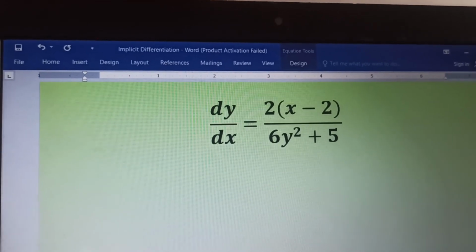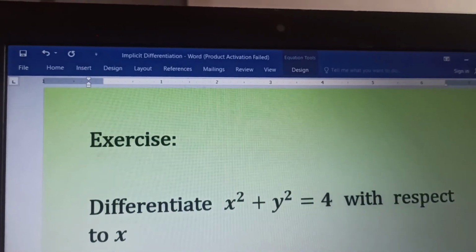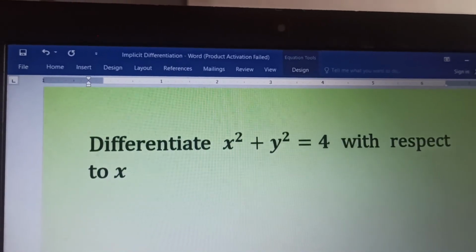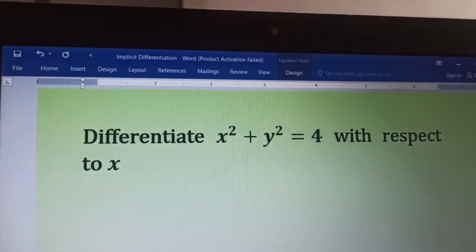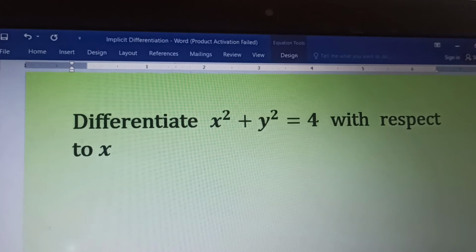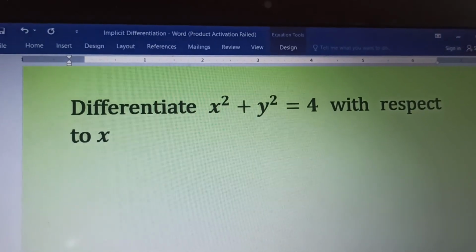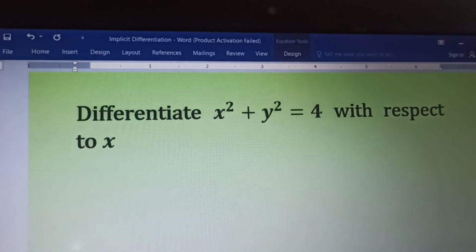Now you can try this exercise on your own to practice implicit differentiation. Differentiate x squared plus y squared equal to 4 with respect to x. Okay, this is where we're going to end it for now.